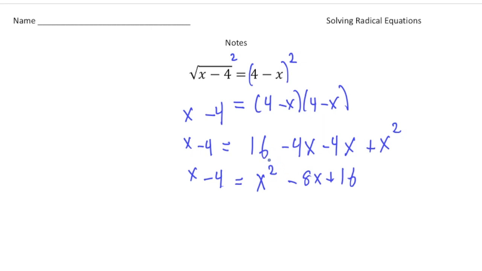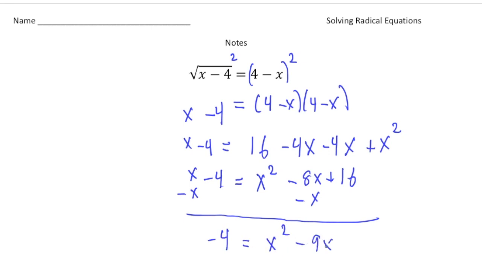So this is going to be a quadratic, right? So remember, the way you solve quadratics is you want to have the equation equal 0. So I'm going to take away x from both sides. That now gives us negative 4 equals x squared minus 9x plus 16. And then I'm going to add 4 to both sides. So now when I do that, we're going to have x squared minus 9x plus 20 equals 0. All right?